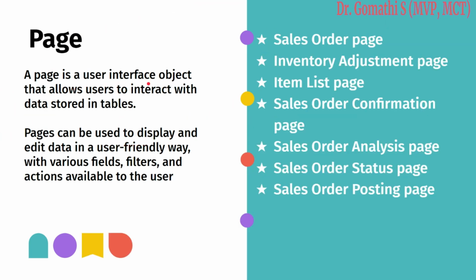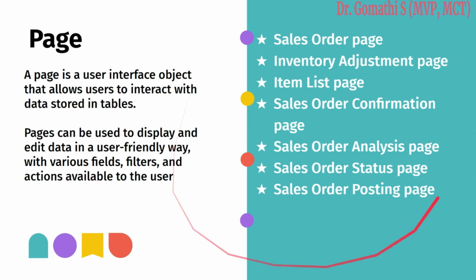A page is a user interface object that allows users to interact with the data stored in the table. So if you want to store any data, or even if you want to view the data already stored, you can just go ahead and see the page. Pages can be used to display and edit data in a user friendly way with various fields. You can create a filter, add actions available to the users, and many things.